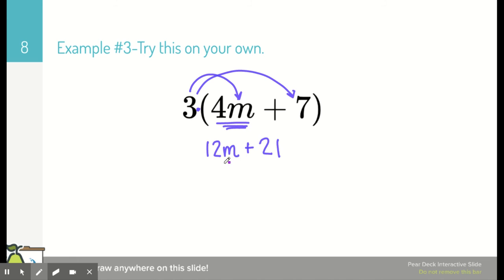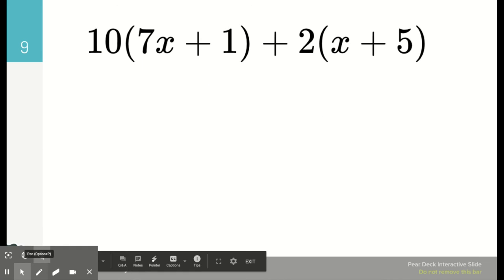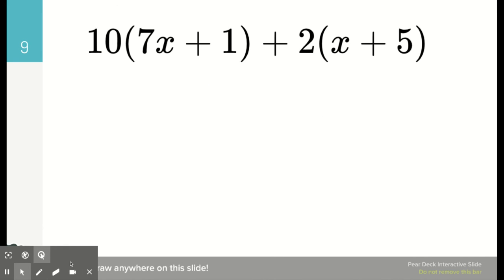So your answer here would be 12m plus 21. We cannot combine like terms because 21 is a constant and 12m is a coefficient with a variable. So those guys stay separate. Go ahead and do the same for this problem. Try it on your own, pause the video, and then unpause so we can go over it together.